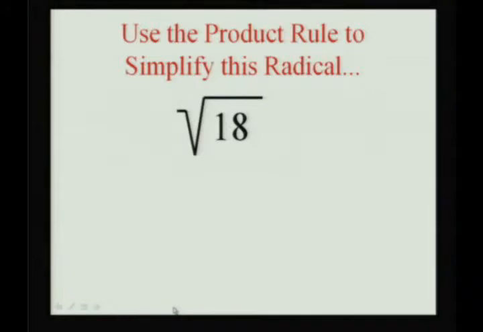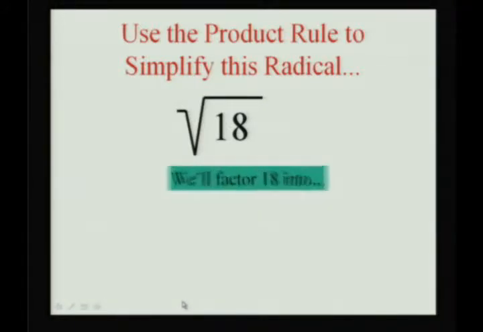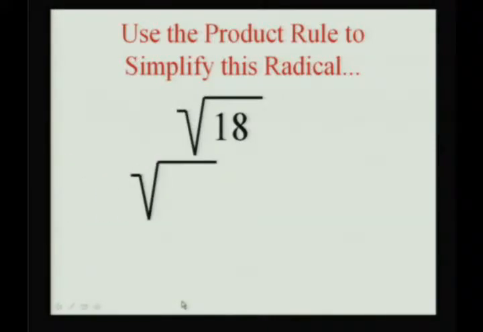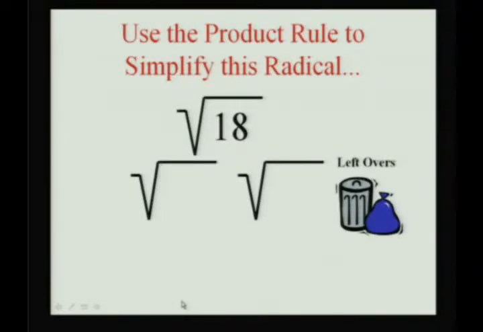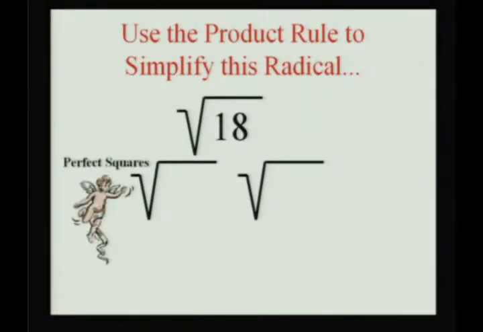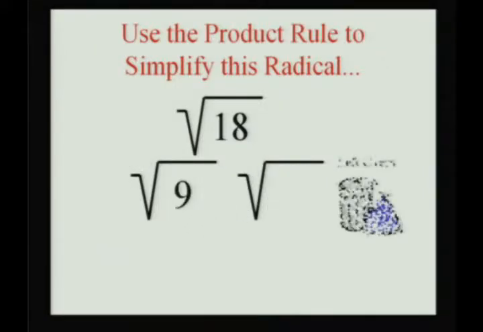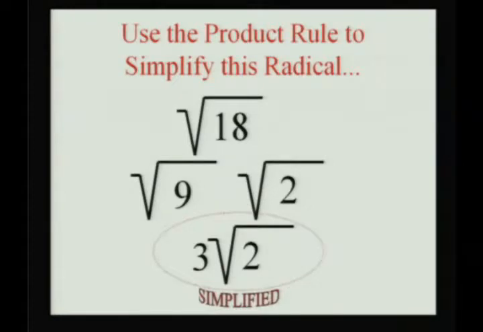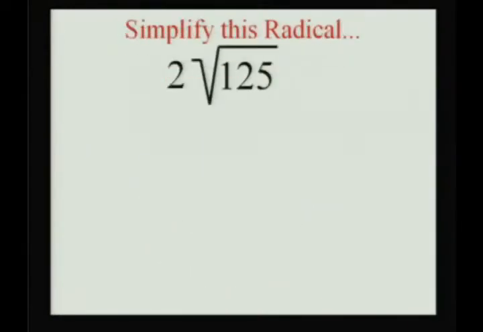We can use the product rule to simplify any radical. Basically, we factor whatever's inside into the good, if you would, perfect squares, and the evil, or leftover trash. In this case, the perfect square that goes into the square root of 18 is 9, leaving us with a leftover of 2. Now, the square root of 9, I know, is 3. And, of course, the square root of 2, I don't know. And that's it simplified.